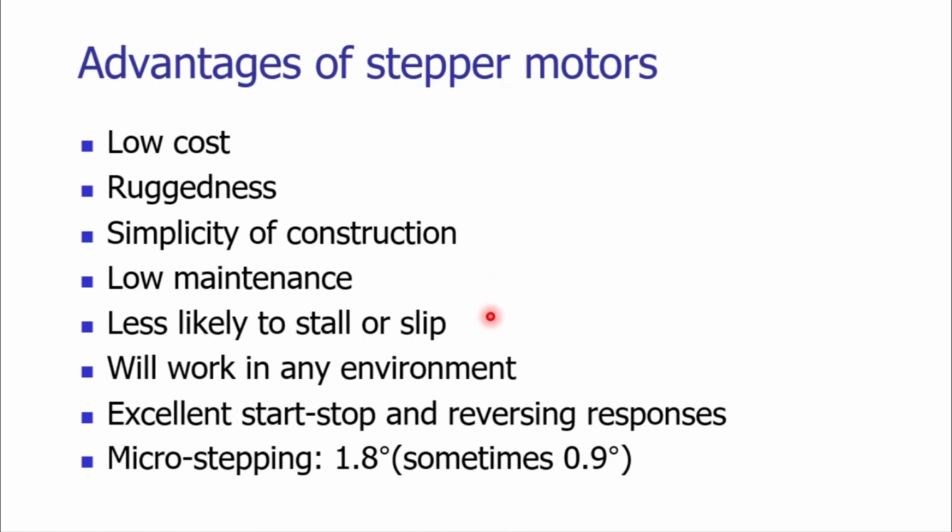The microprocessor is controlling the energization of the stator coils. So there are fewer chances of slip or stalling of the motor. Stepper motors are able to work in any environment, and they have excellent start, stop and reversing responses. So we can have a very good reversing characteristic using the stepper motor. We can reverse the direction of rotation of the shaft with ease.